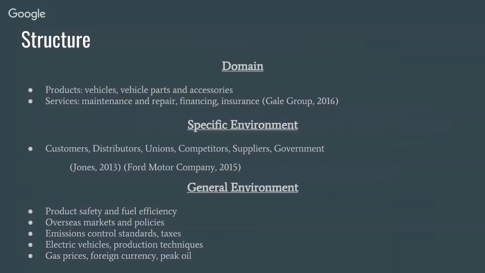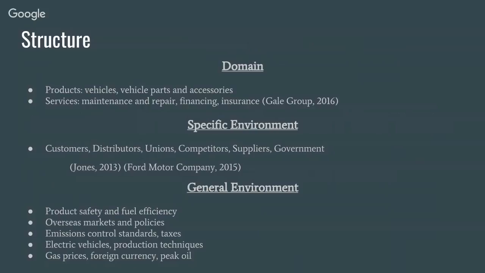Ford's domain includes their products, which are cars, trucks, crossovers, SUVs, vans, electric vehicles, and vehicle parts and accessories. Services that Ford offers are maintenance and repair, financing, and insurance services related to their financing programs. Ford's specific environment includes its customers, such as rental car companies, leasing companies, and retail customers, their large network of distribution centers and warehouses, United Auto Workers Union, their main competitors, which are General Motors, Honda, Nissan, Toyota, and Volkswagen, their more than 1,200 Tier 1 suppliers, and governmental groups and standards such as emissions control standards and the EPA.